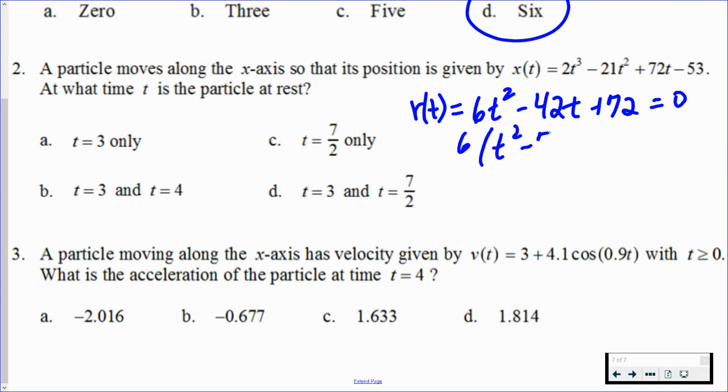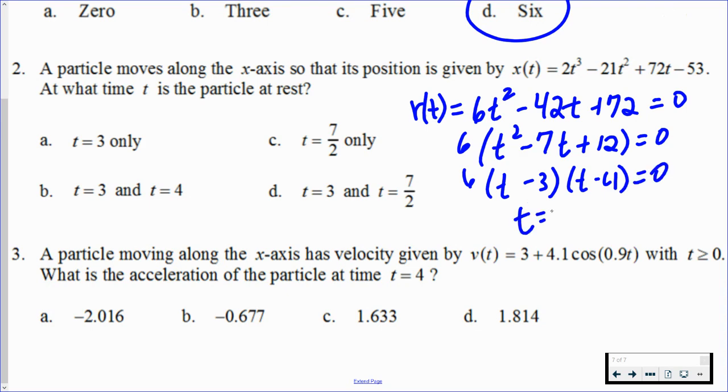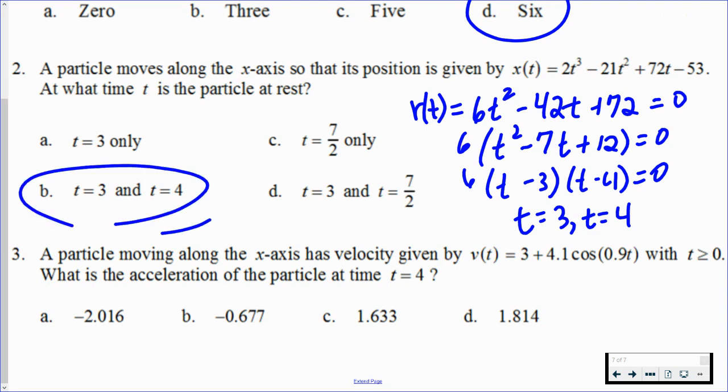That would give us t squared minus 7t plus 12. Now we can factor easily. t minus 3, t minus 4. So t is equal to 3 and t is equal to 4. Both of these are positive answers, 3 and 4 seconds. That should be pretty easy.